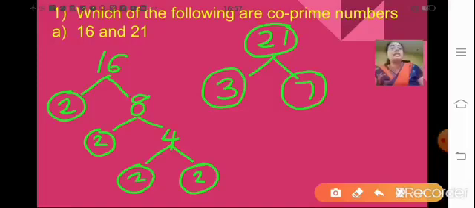Now in the numbers 16 and 21, there are no common factors. Here all the numbers are 2 and here it is 3 and 7. So there are no common factors between 16 and 21 except the number 1. So are 16 and 21 co-prime numbers? Yes, they are co-prime numbers because they don't have any common factor between them. They have only one common factor, that is the number 1. Such numbers are called co-prime numbers.